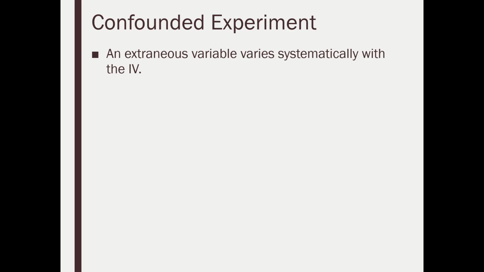So when we talk about a confounded experiment, we're talking about having an extraneous variable that is varying systematically with the independent variable. I think it's best illustrated with an example. So let me give you an example and then I'll try and define it a second way.